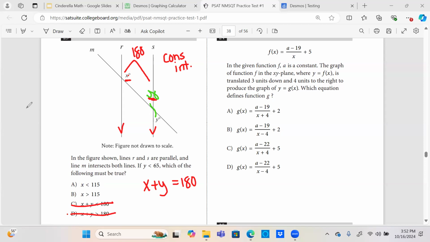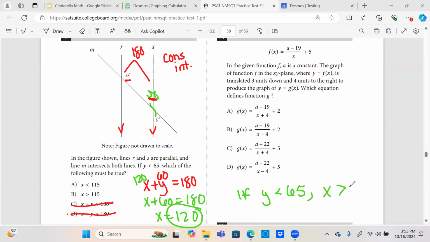All right, so if y is less than 65, let's just pick a number less than 65. Let's pick 60. So let's say x plus 60 is 180. Solve that, and you'll get x is 120. Now I know we just picked a number, but we picked a number less than 65, and we got x is 120. So if y is under 65, we can see that x is going to be bigger than 115, because 120 is bigger than 115. So let's go choice B. So that was knowing about the consecutive interior there.